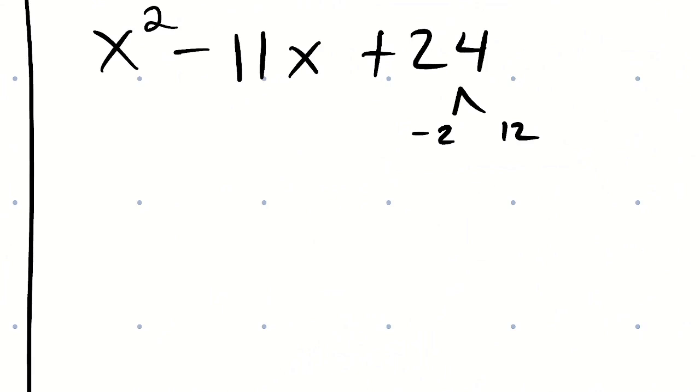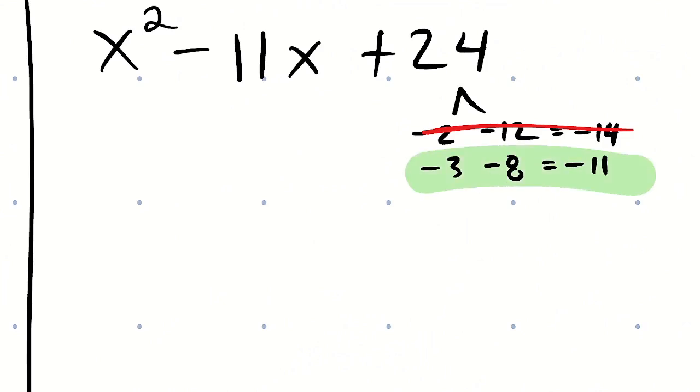So negative 2 times negative 12 is positive 24, but that adds up to give you negative 14, so that's not it. And then we start with negative 3 and negative 8. Negative 3 times negative 8 is positive 24, and it adds up to give you, let's see, negative 11. So that's it. We're done. That's what we're going to use.